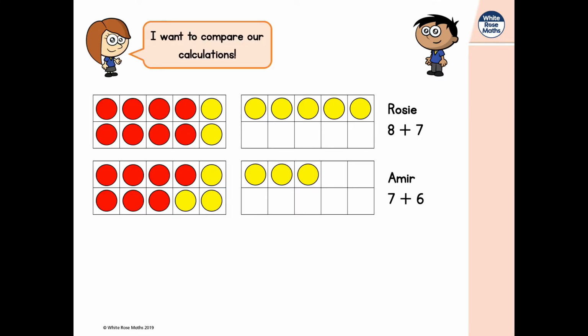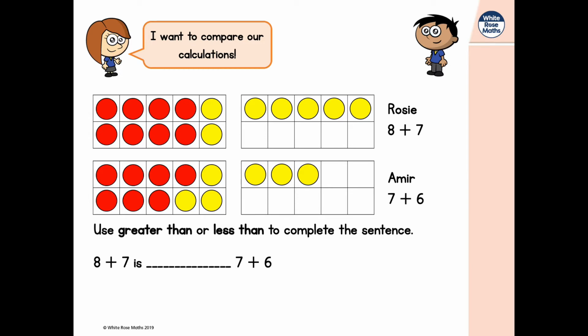Rosie says, I want to compare our calculations. What does she mean by compare? I think she wants to see who has more counters. Well, actually, she also may want to find out who has fewer. We know that Rosie built 8 red counters and 7 yellow counters. We also know that Amir built 7 red counters and 6 yellow counters.